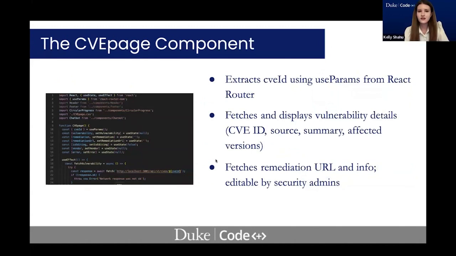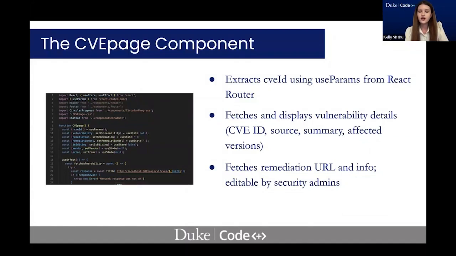So moving on to the CVE page, this component is a crucial part of our security advisories application, providing detailed information about vulnerabilities identified by their CVE IDs. In this component, we leverage the useParams hook from React Router to extract the CVE ID from the URL. This ID is used to fetch specific vulnerability data from our backend API.